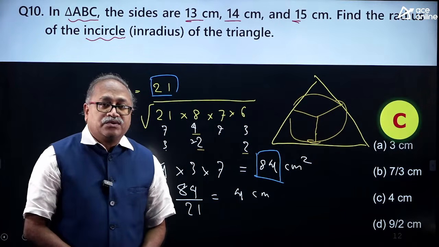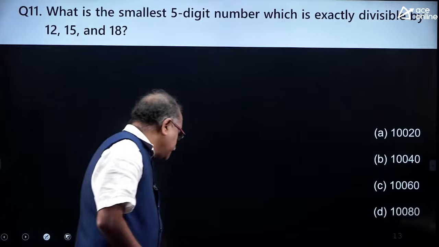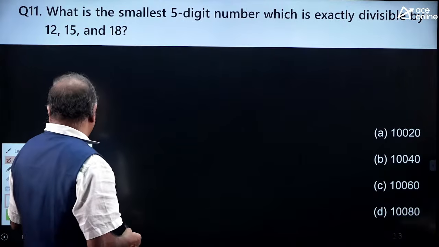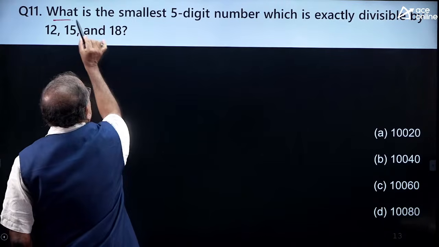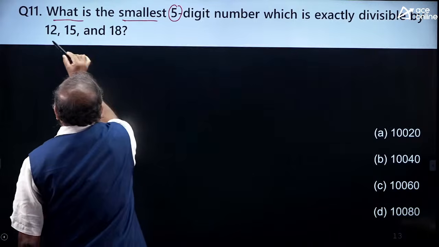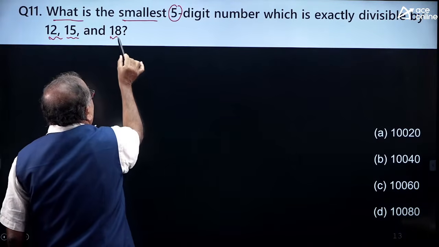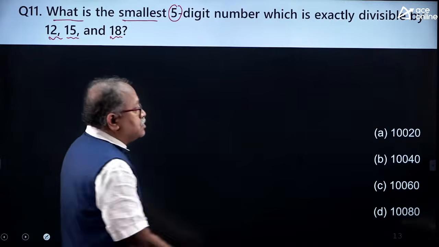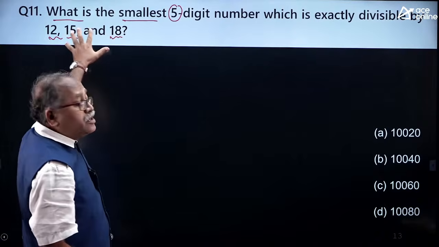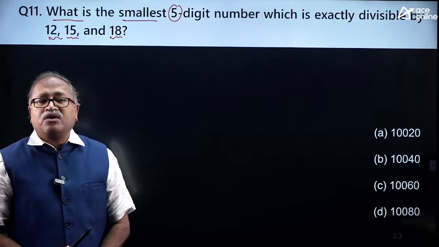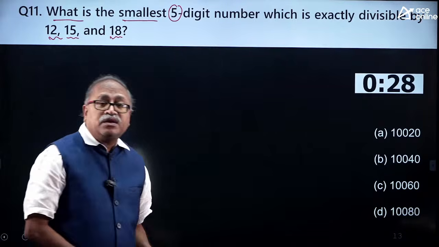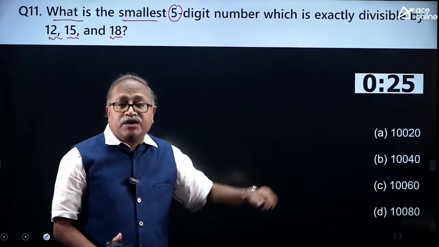Moving on to the next question, and which is here. So, let me see what is this question is, which frequently asked in the exam. What is the smallest 5-digit number which is exactly divisible by 12, 15 and 18? And these are your options. Smallest 5-digit number exactly divisible by these numbers. This is a very common question. So, try it. If you get the answer, it is fine. Speed matters, that's the reason I put the time over here.